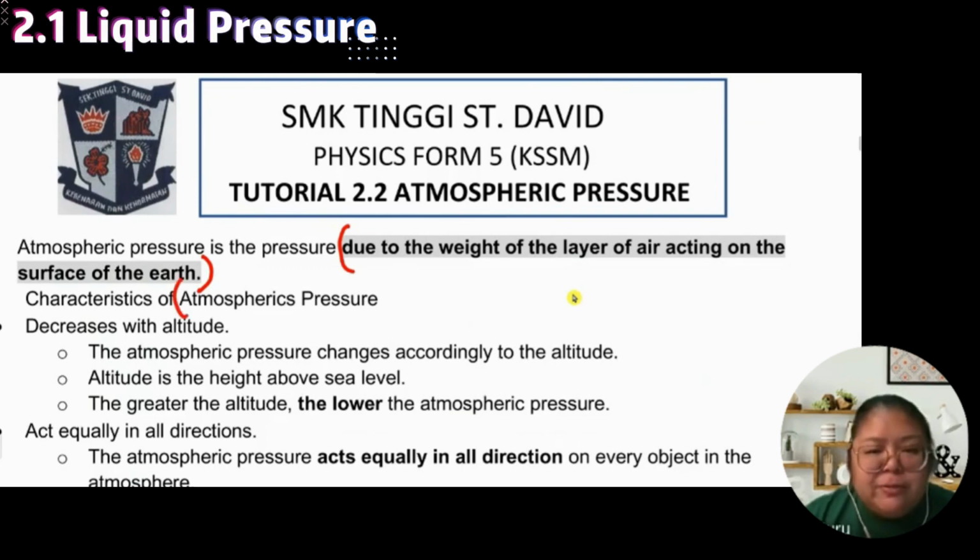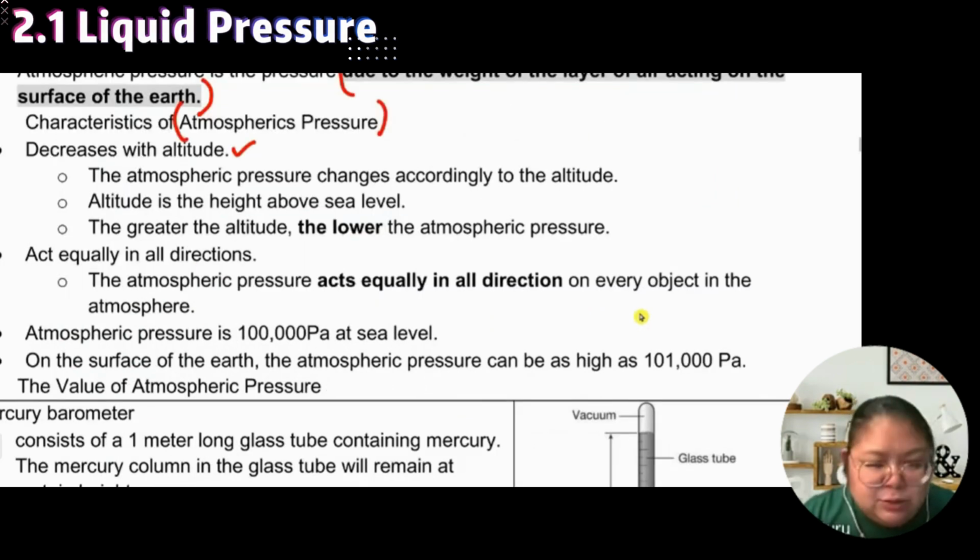Characteristic of atmospheric pressure: it depends on the altitude. From here, the first one, it decreases with the altitude. The atmospheric pressure changes according to the altitude. Altitude is the height above sea level. So now this one is a normal height.